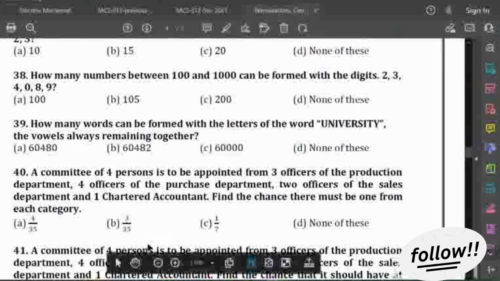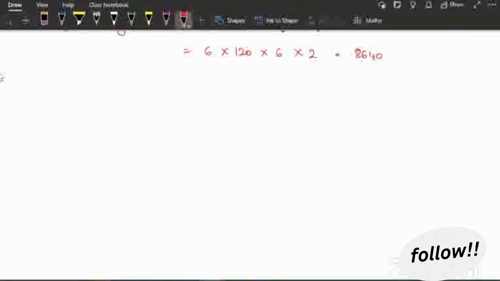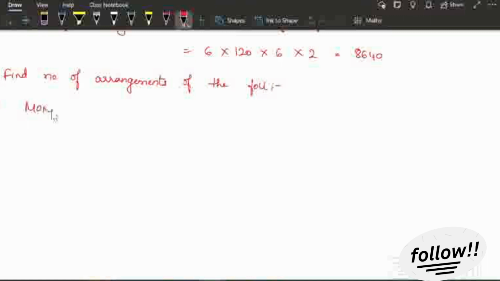University always together, right? Now suppose you have a word. Find the number of arrangements of the following. The first one is Monday, the letters of the word Monday. So here I have a word and we are supposed to use all the letters of this word and find out how many rearrangements are possible.